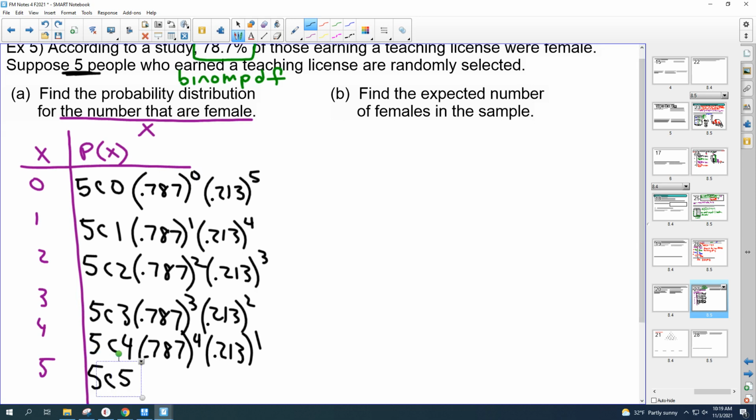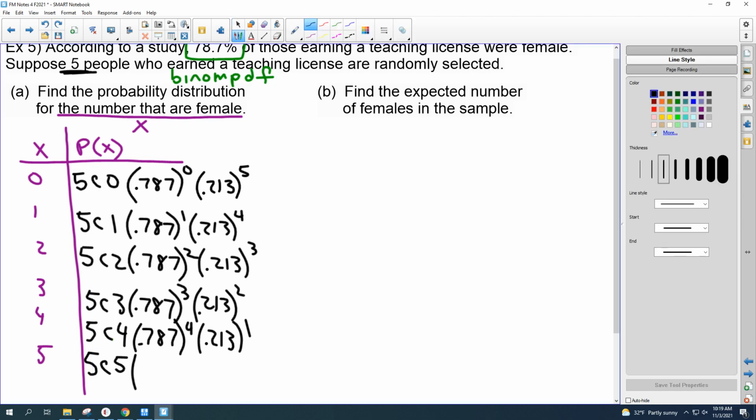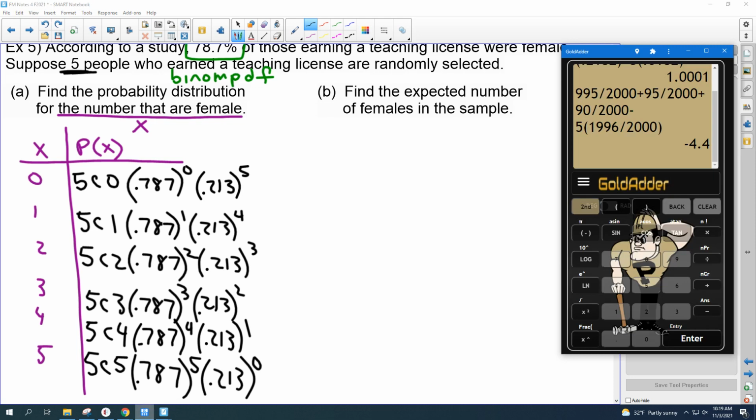5 choose 5, like that. So you need to be good with your calculator. You need to be able to enter those. And so let me just do one of them.